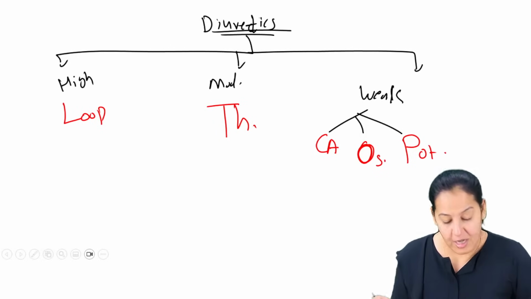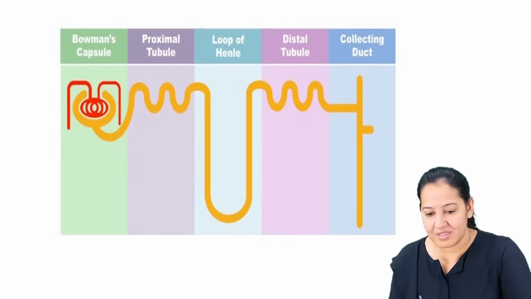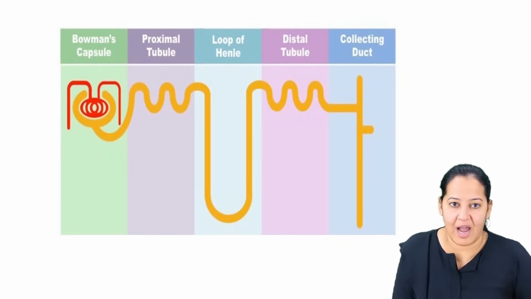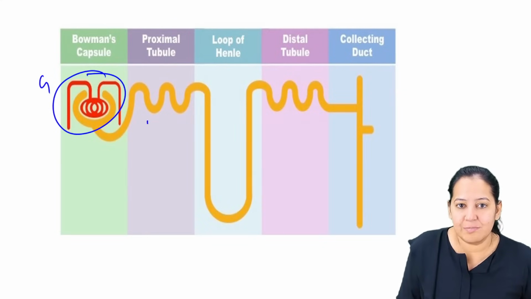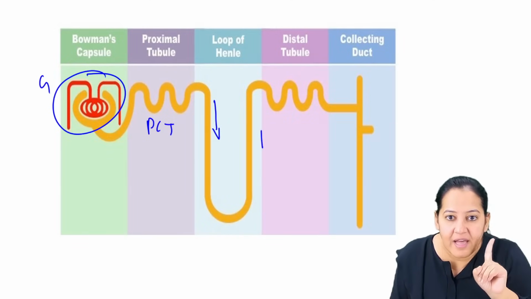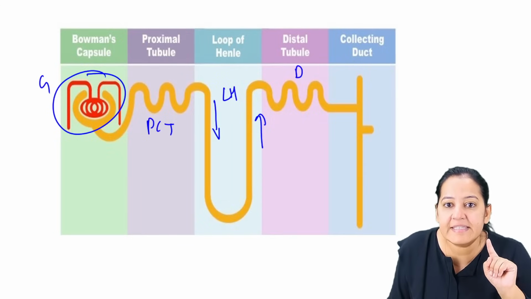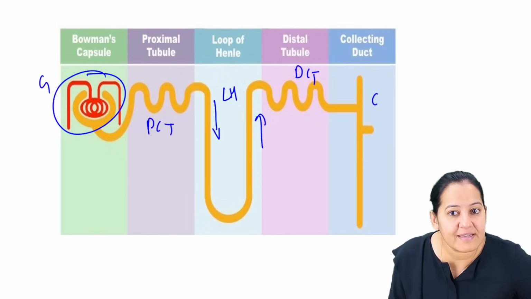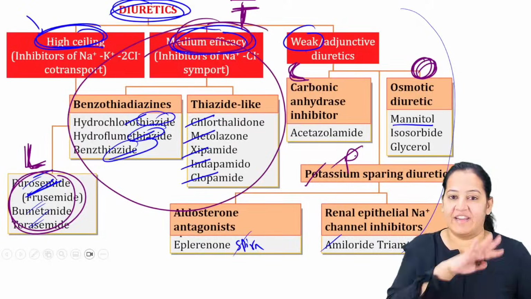Please learn it. Now they all act on the nephron. Where is the nephron? This is a nephron. How many portions does the nephron have? The nephron has 5 portions. I guess everyone knows this is the glomerulus. This is the PCT. This is the loop of Henle, with the descending limb and the ascending limb; the loop of Henle has 2 limbs. This is the DCT, the distal convoluted tubule, and this is the collecting duct. Now you have 5 portions and 5 categories of the drug.